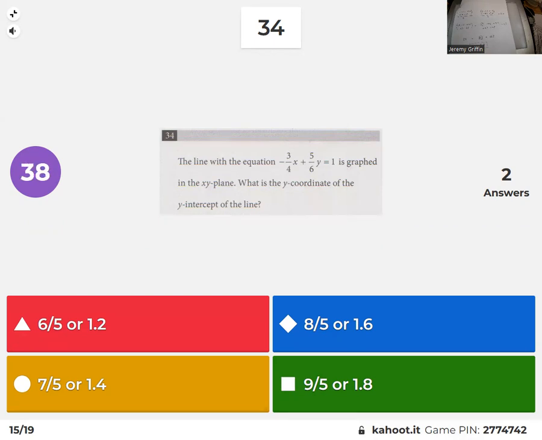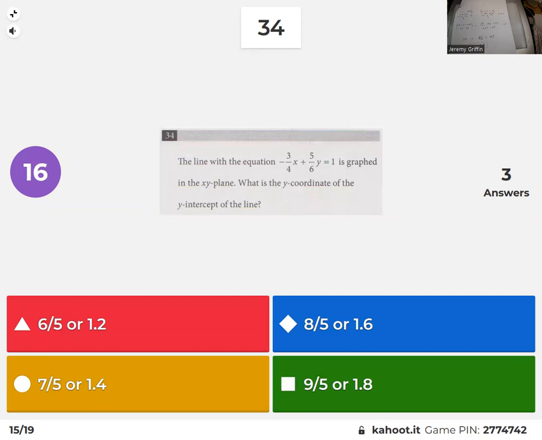Help you guys out here. There's a hard way and an easy way to do this. The hard way is you could put it in slope-intercept form and just take the intercept from that, but that'd be a long process. The easy way is, anytime you're talking about a y-intercept, what is the x value of every single y-intercept? Y-intercept, what is x equal to?